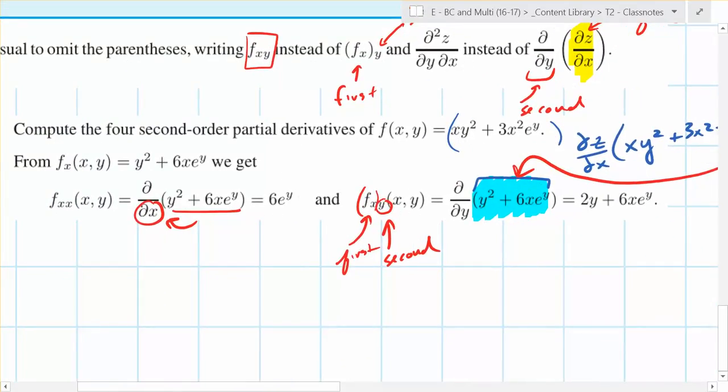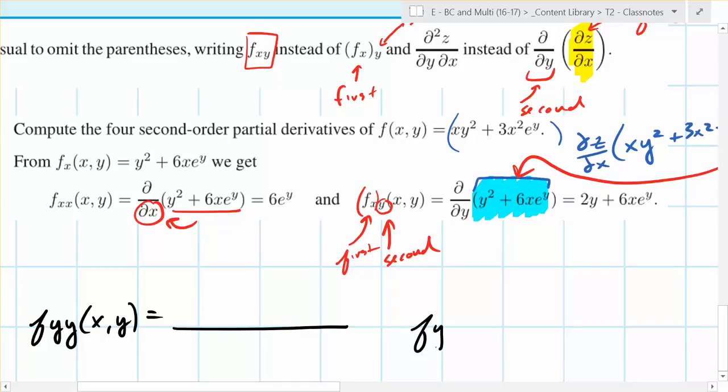So there are 2 more second-order partial derivatives for this one. What are they? Not the answer, but what are the ones you have to calculate? Fyx, fxy. That's going to be something. And what's the other one? Figure out those 2 with your partner right now.